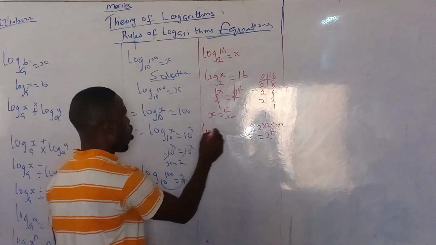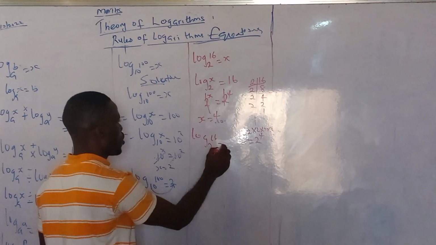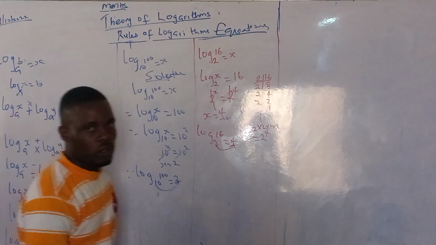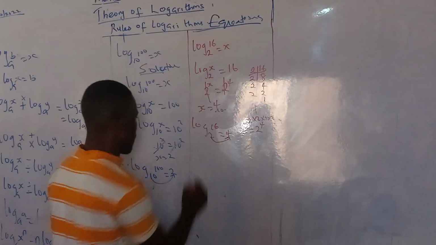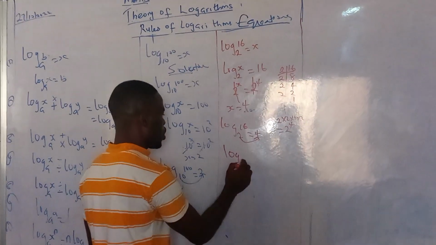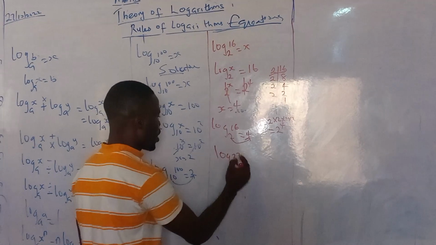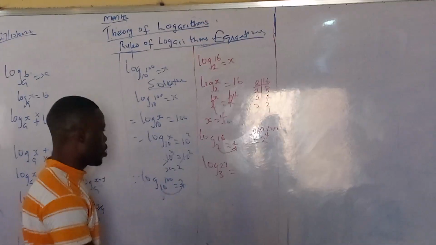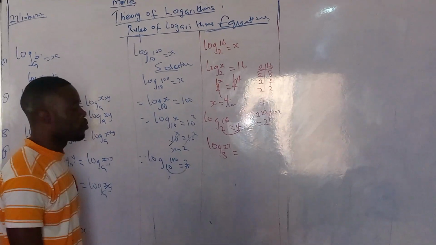So we have log 2 to the power of 16. Your x is what? 4. So 2 to the power of 4 will give you 16. But if you are given log 3 to the power of 27, can you do this? You can do this in just a few minutes. Now we'll come back to do the correction.